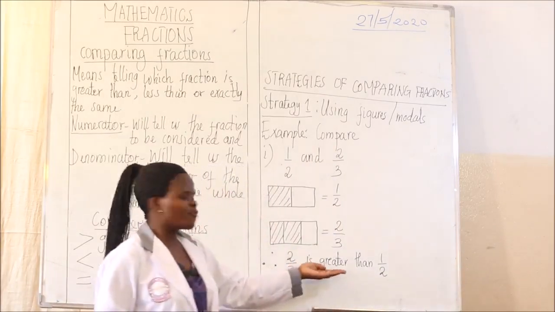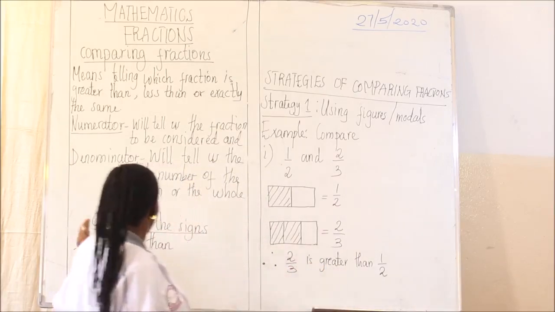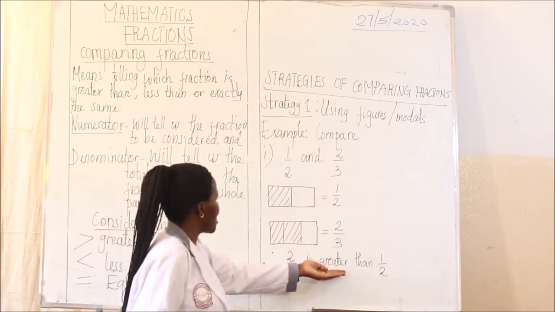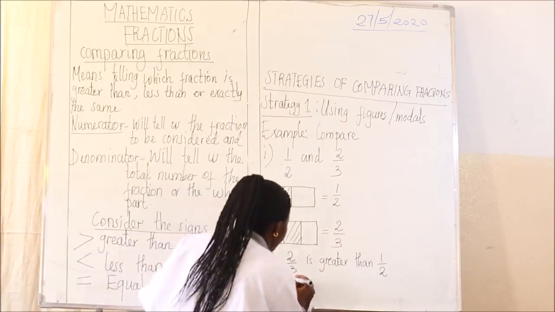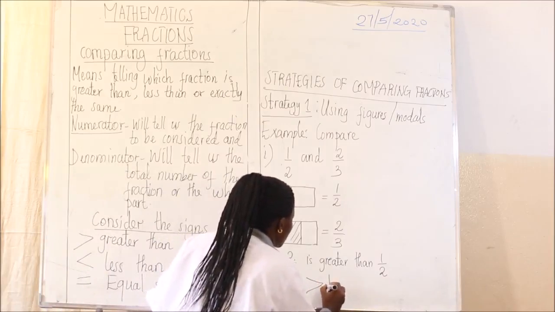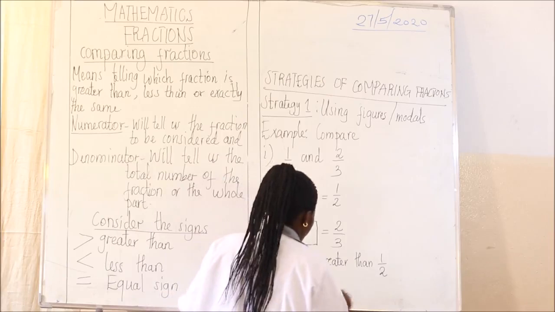Now, instead of writing this one in words, you can write by using the signs. That's why we have discussed this one here. Instead of using the word greater or the word bigger, we can use the sign. So this can also be written as 2/3 is greater than 1/2. And here the game is over.